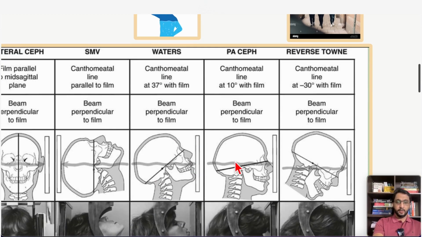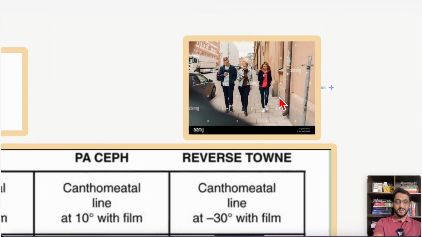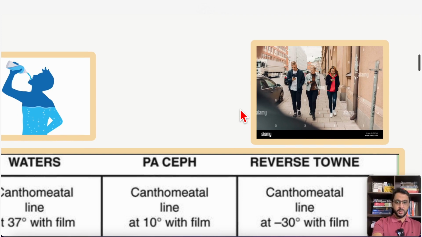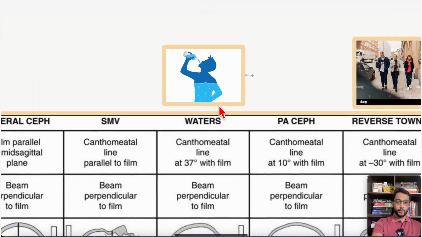I'll come to the angle and all. Whereas for reverse Town, if you just see modern towns, previously people used to look straight and walk. Now the mobile is there in the hand, so it is reversed. So just remember it like that, the reverse Town view. In the town, the view is now reversed.